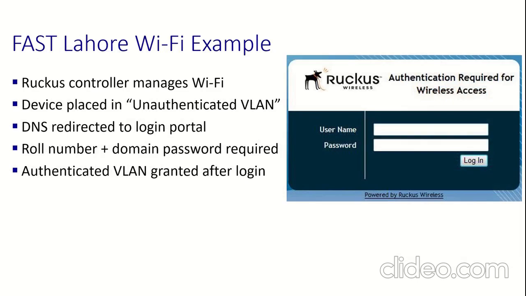Now let's look at our case study in a little more detail. I'm sure that you guys are pretty familiar with the image on the right. This is the Ruckus controller, which intercepts the traffic. The new devices start in an unauthenticated VLAN. The DNS queries are intercepted and redirected to the login portal. After entering the roll number and domain password, the device moves to the authenticated VLAN, which means that you are allowed to access the internet fully.